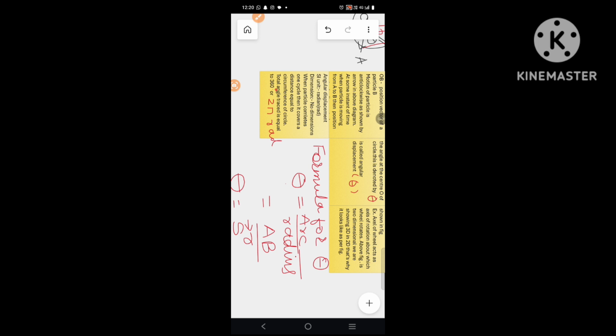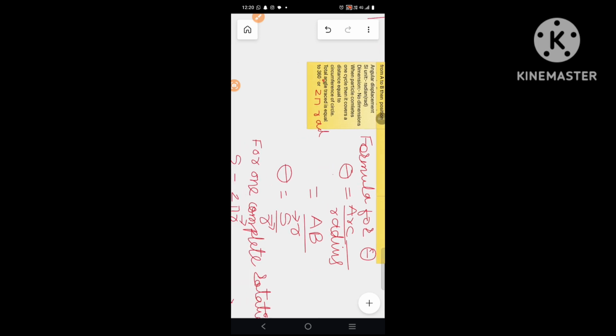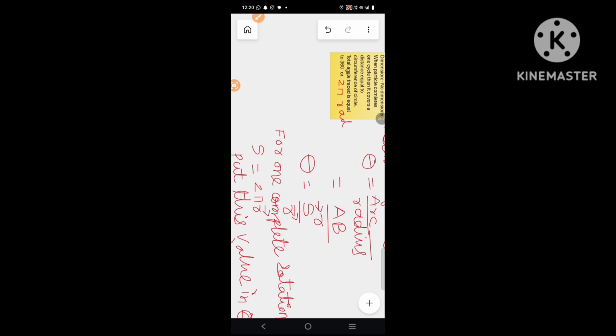So its formula is theta equals arc upon radius, which equals AB upon R. That means theta equals AB, and AB means arc, so it is the displacement shown by S, and the arrow over the S denotes that it is a vector quantity, divided by radius. Radius is also a vector quantity. Theta is also a vector quantity.